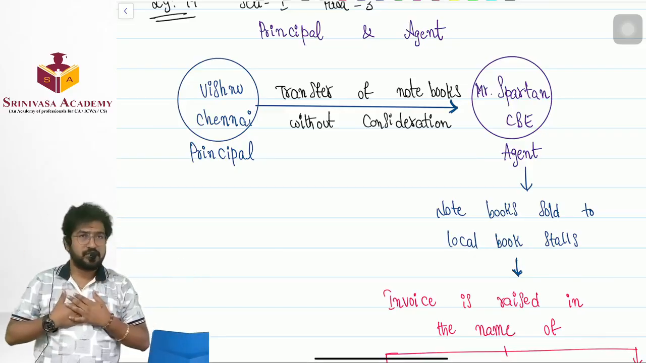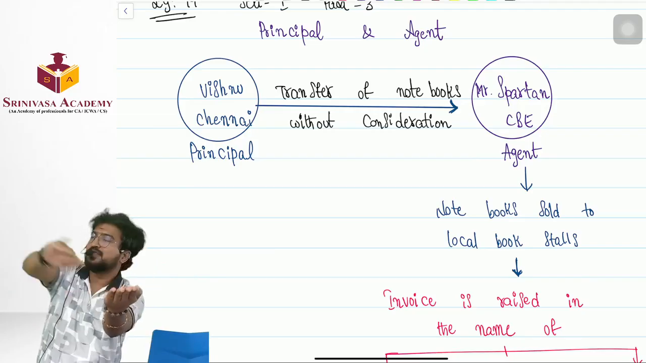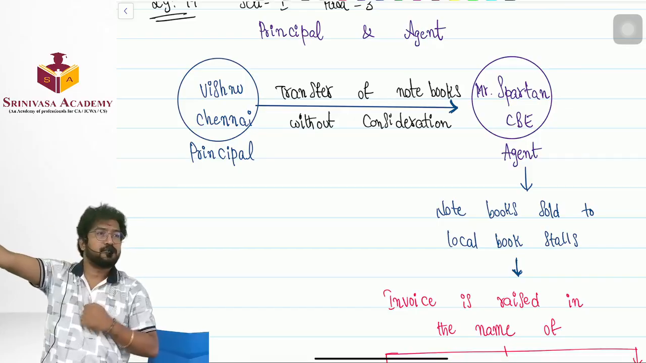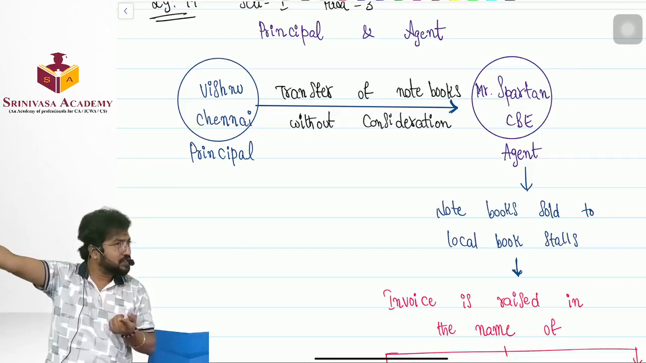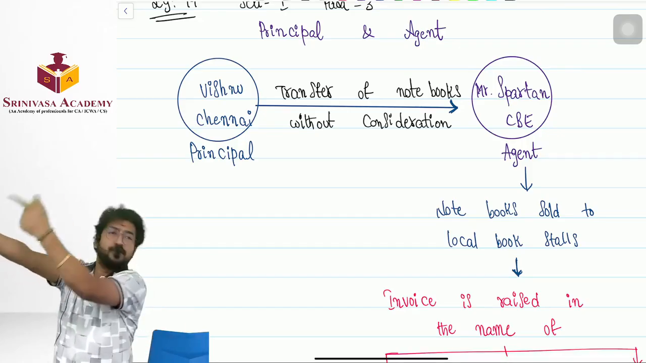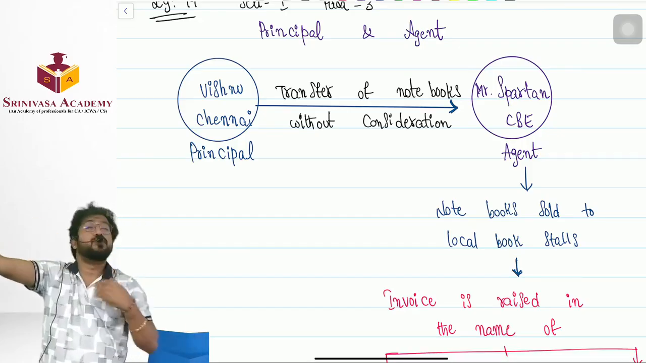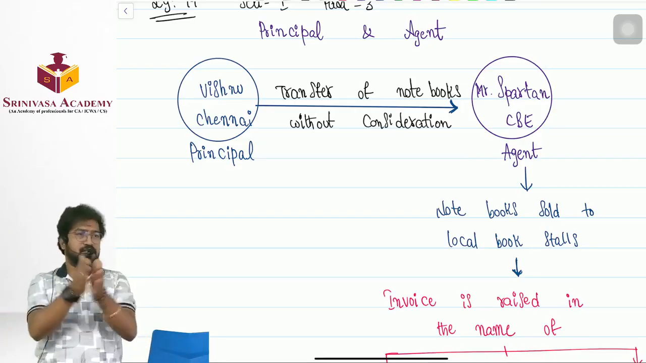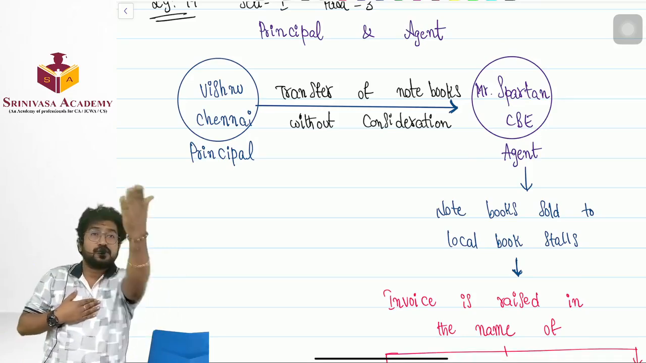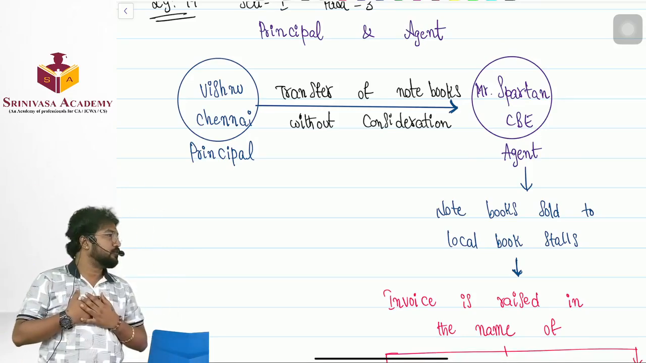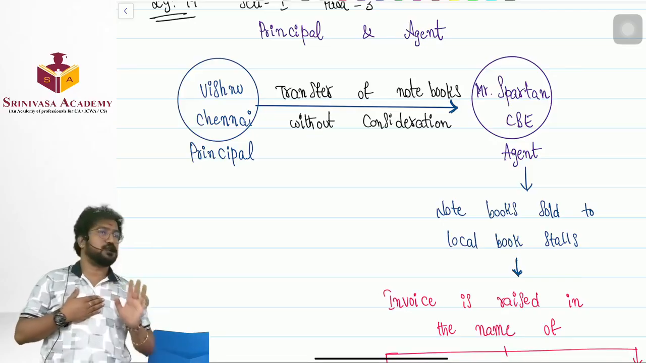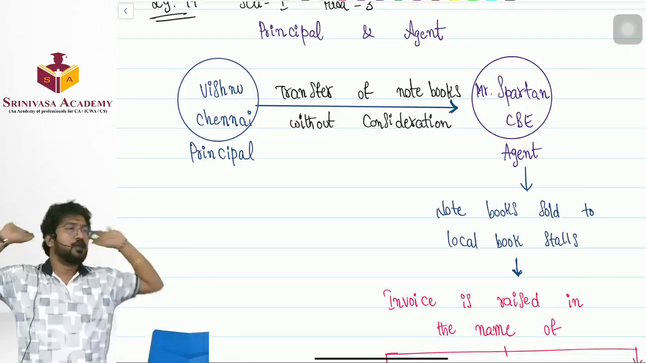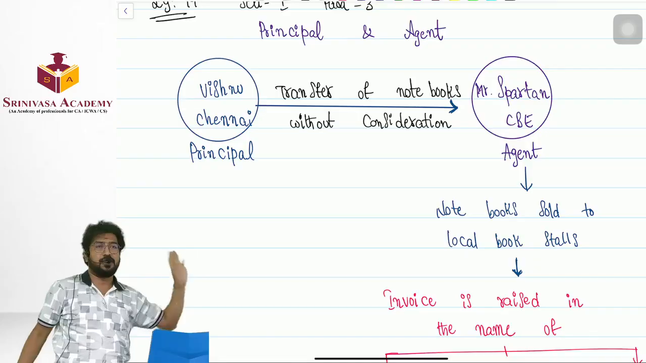Now the other case: Vishnu sent notebooks to Spartan, Spartan has sold the notebooks to notebook stall owners, and Vishnu is the one raising the invoice. Who is the owner? Vishnu. Who is raising the invoice? Vishnu. Vishnu is raising the invoice on the notebook stall owners, but goods are sent through Spartan. My goods, I am the owner, I raised the invoice, transaction over. My goods, you are raising the invoice, then I should raise an invoice on you. That is the concept. You cannot say there is no consideration between you and me. Still we should raise the invoice. It is treated as supply. Clear?